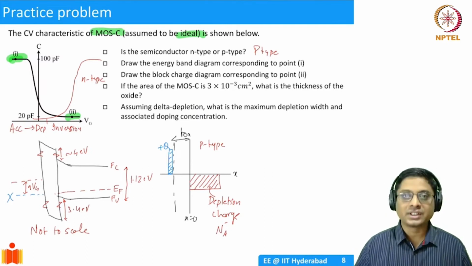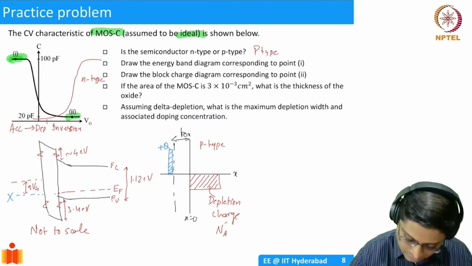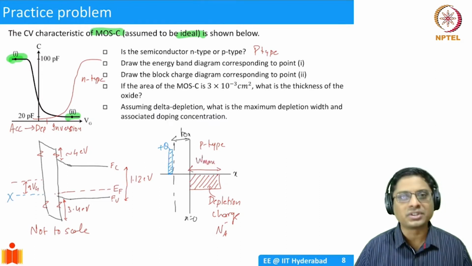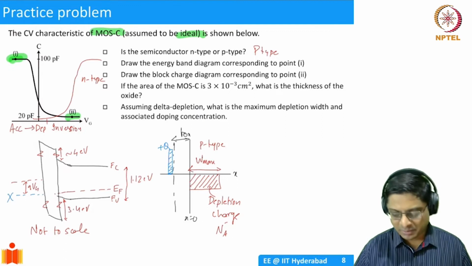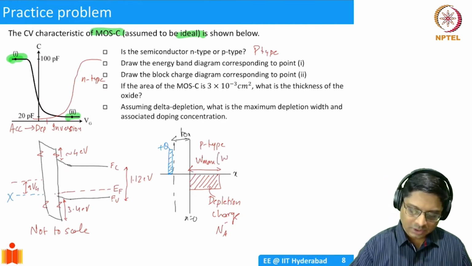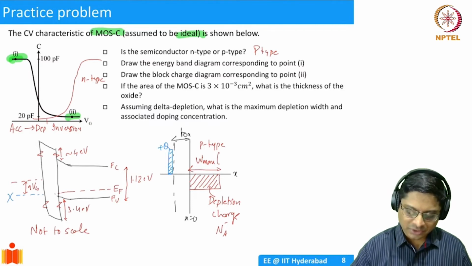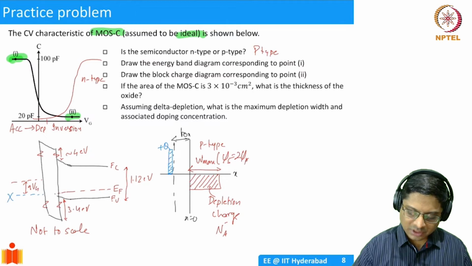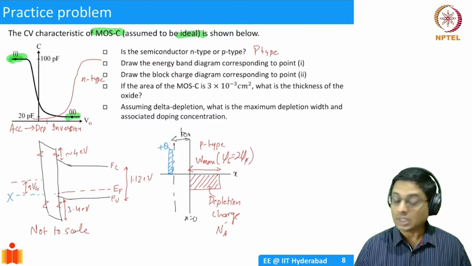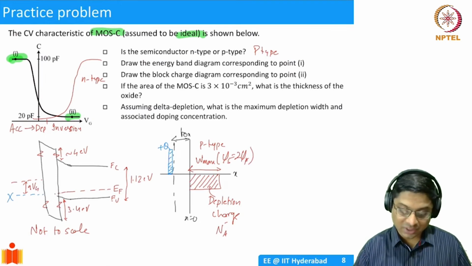And by the way, since it's in inversion, what will be the thickness of the depletion region? This region is going to be W max, right? Maximum depletion width. How much is the maximum depletion width? Well, that is the width you calculate corresponding to a surface potential of 2 phi f. When you do that, you get the maximum depletion width. Okay, is that all? Well, no, we are not at threshold. We are actually much beyond threshold.